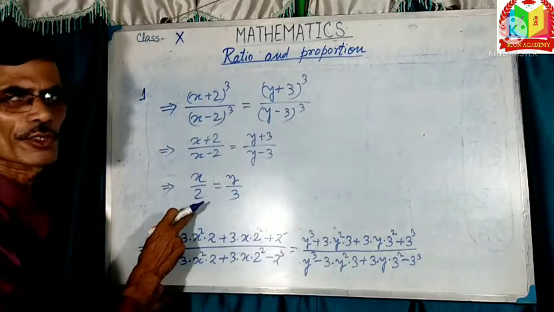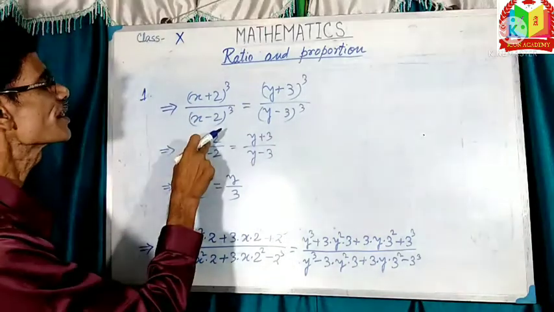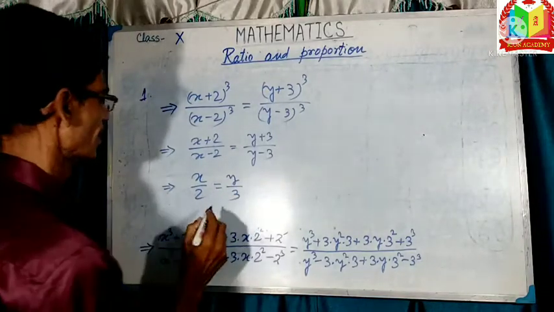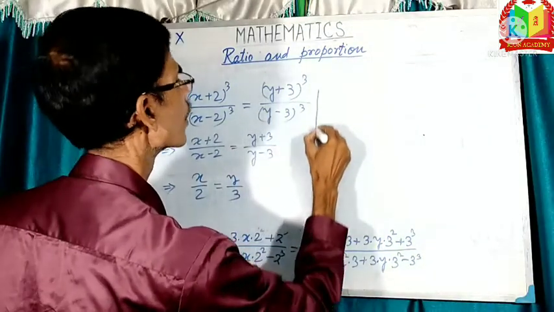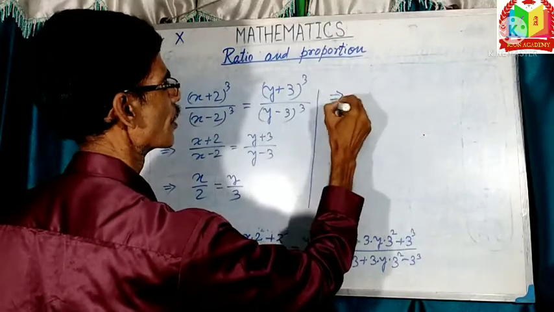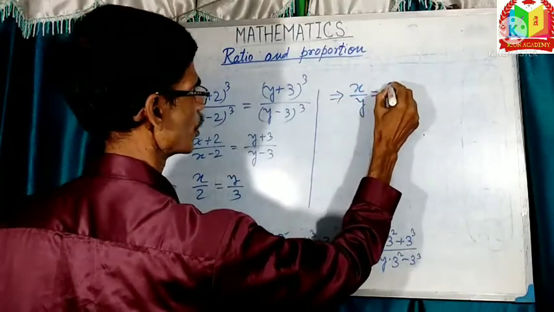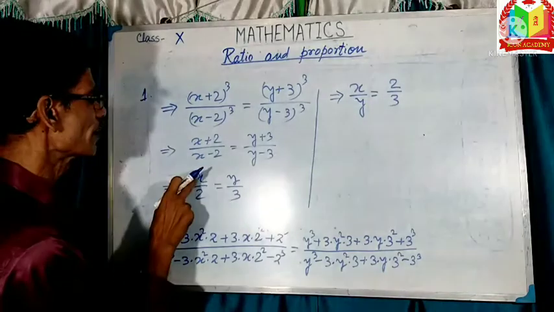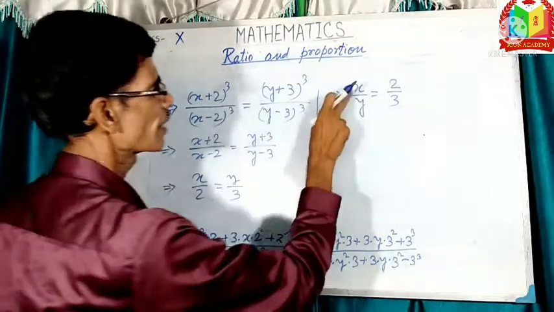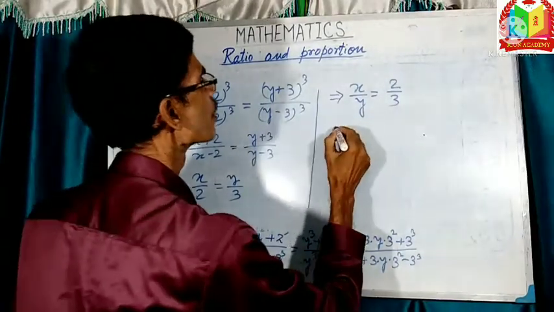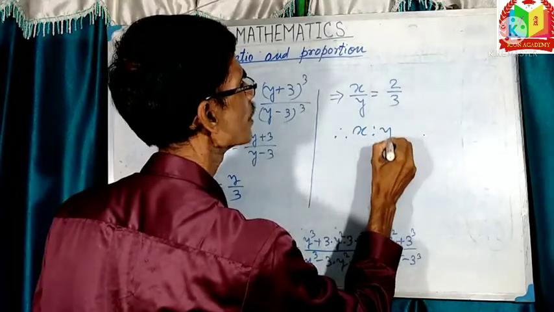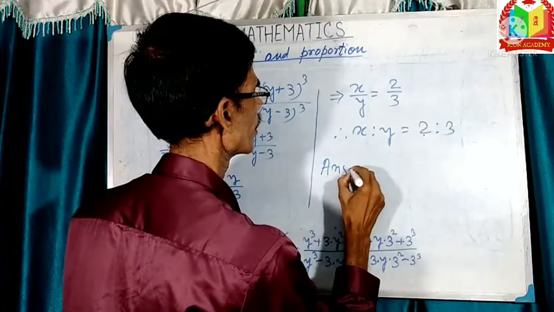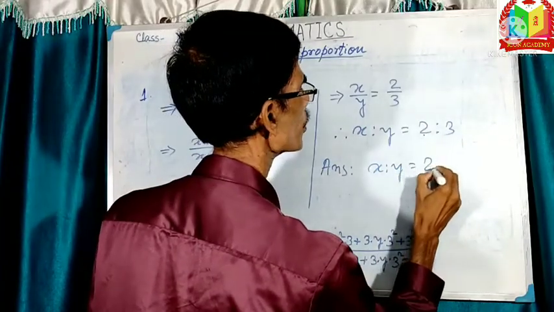When we use componendo and dividendo, then we get this. So we can write x by 2 equal to y by 3. x by y equal to 2 by 3. Always mind, if we cross multiply, 3x equal to 2y, therefore x is to y equal to 2 is to 3. Answer: x is to y equal to 2 is to 3.